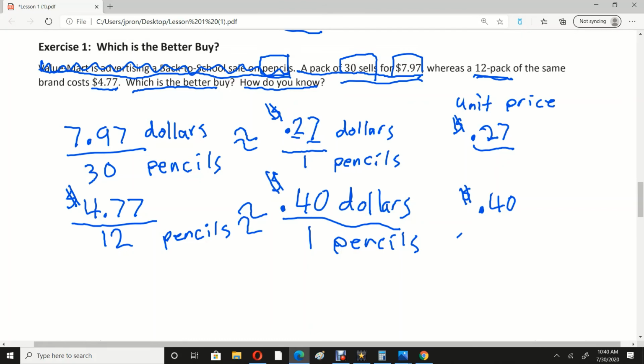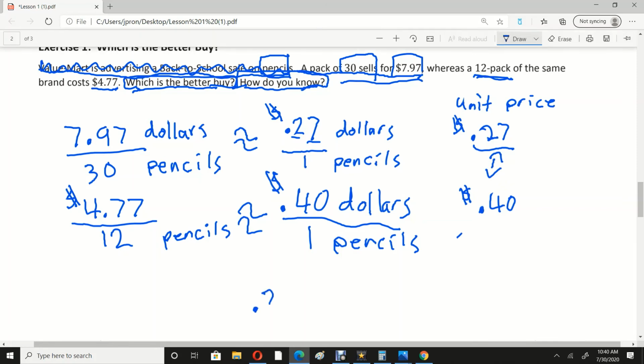Okay. Now the question is, which is a better buy? How do you know? So, which one is a better buy? Which one is cheaper per pencil? If you selected the 30 pack, then you are correct because 27 cents is less than 40 cents. So these pencils are cheaper, right?